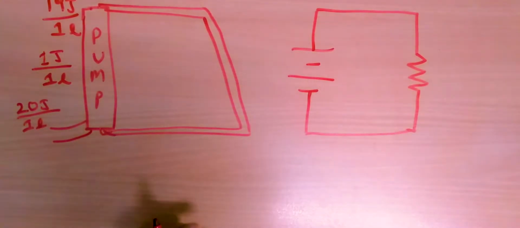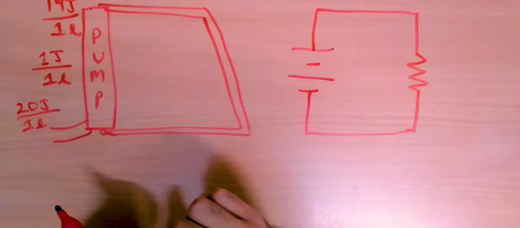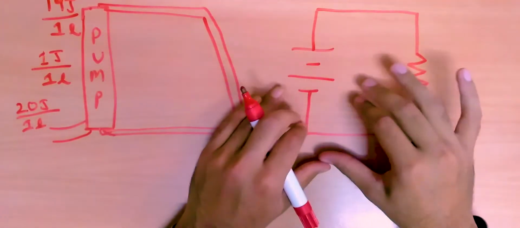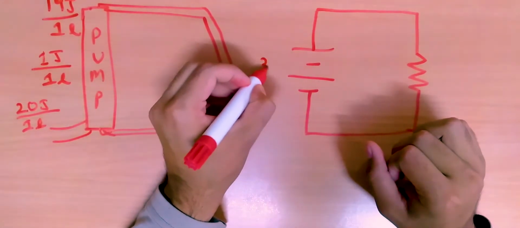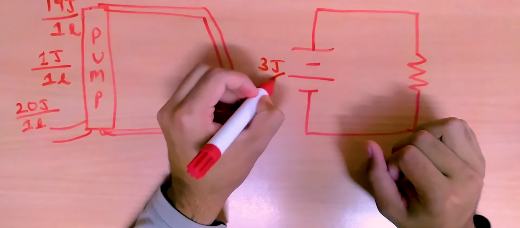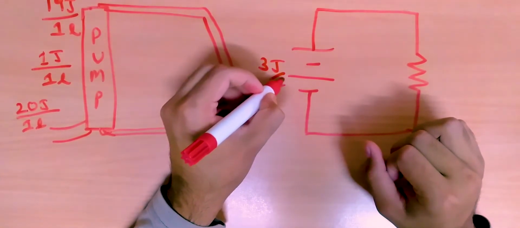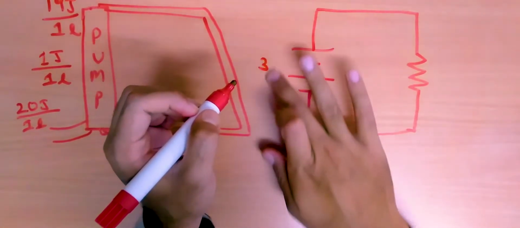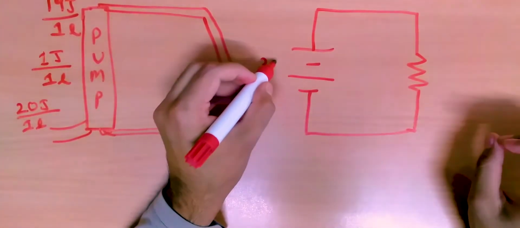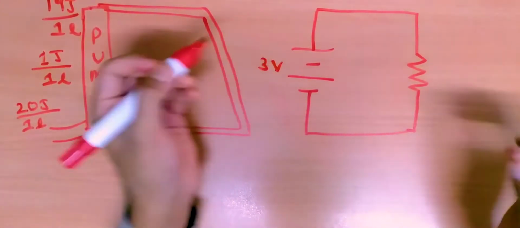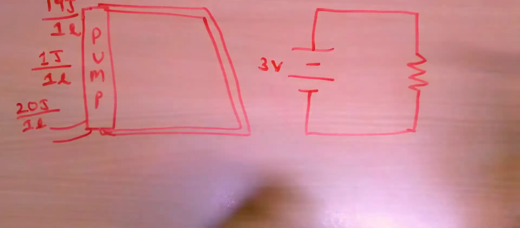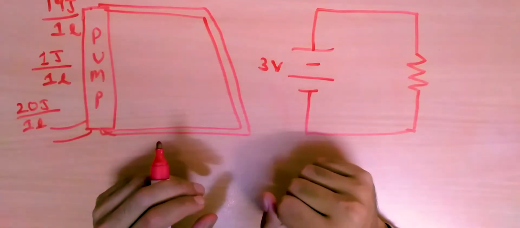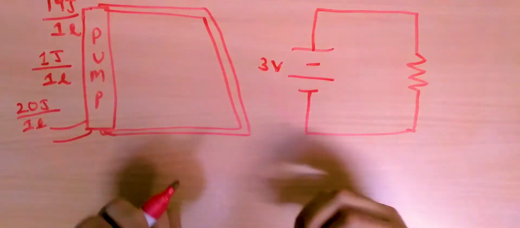So if we apply that same thought in the case of the battery, let's say this battery has the ability to do 3 joules of work on every coulomb of charge, which simply means it has a capacity of 3 volts. But because the battery is made up of matter, and matter means it is made up of atoms, those atoms would collide with electrons passing through the battery. So the battery also has some resistance.